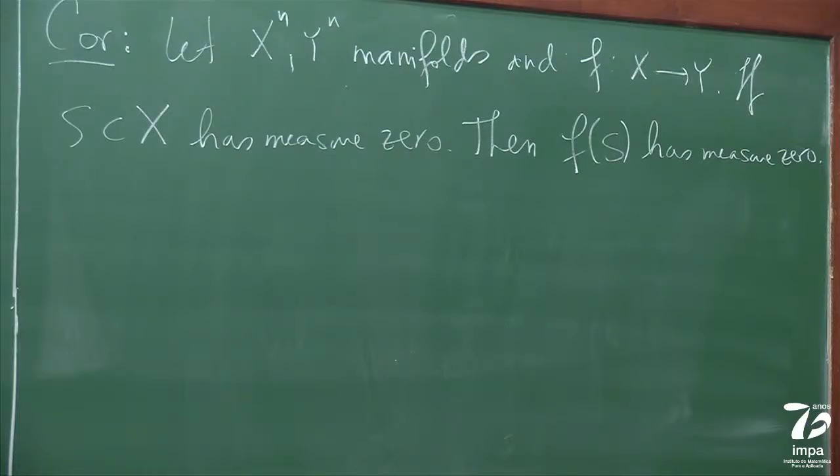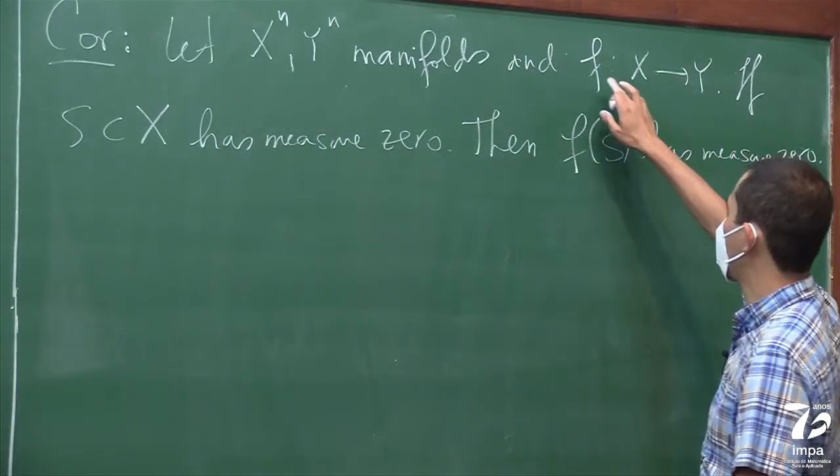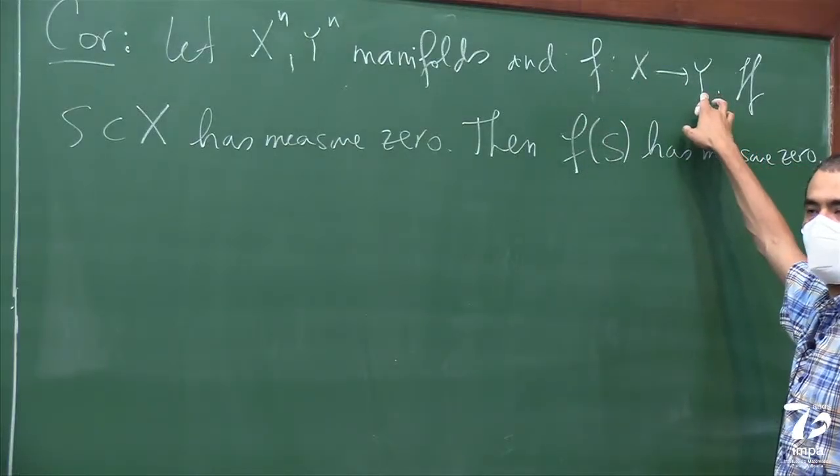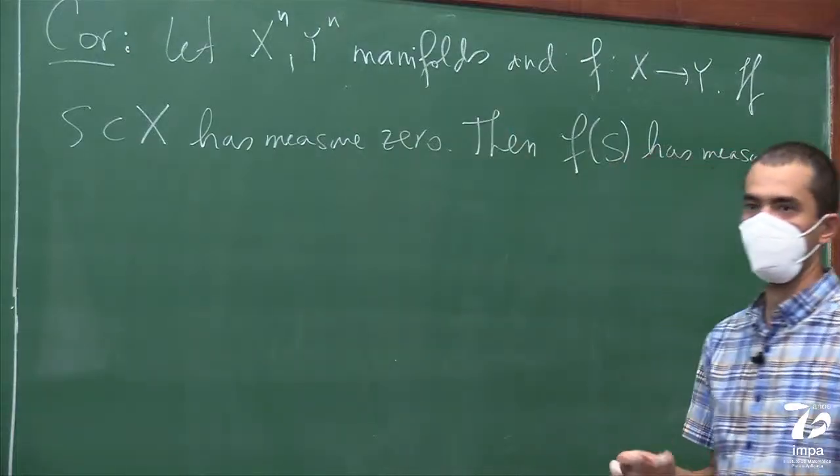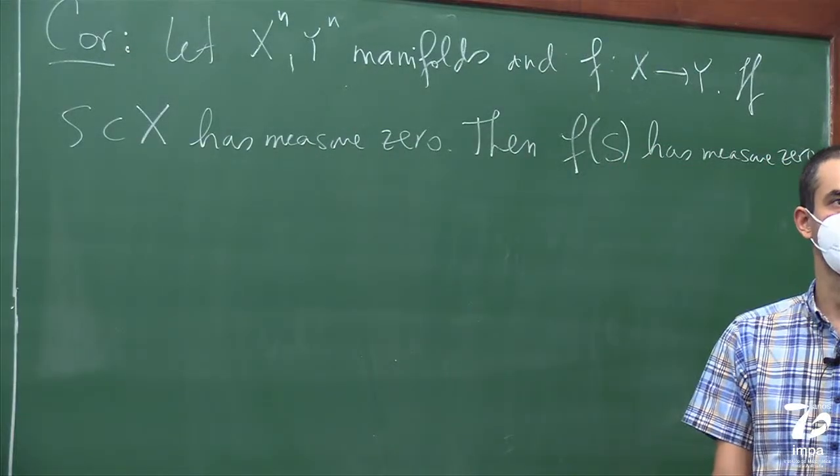I mean, you really only need it to be C1, but as I told you, I'm not going to use these subtleties very much in this class. I'm just going to do everything for smooth functions. So if you have a smooth map between two manifolds of the same dimension, and you take a set of measure 0 in X, then its image is going to have measure 0.